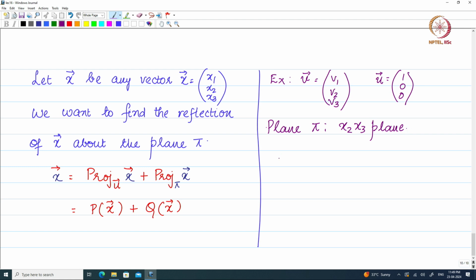So, what are we going to get? We are going to get v is equal to v1 0 0, the projection along the direction of u, plus 0, this is a component of the vector which is along the plane, which is v1 v2 v3. So, that is exactly what we are trying to do. We are going to call this p of v and we are going to call this q of v.